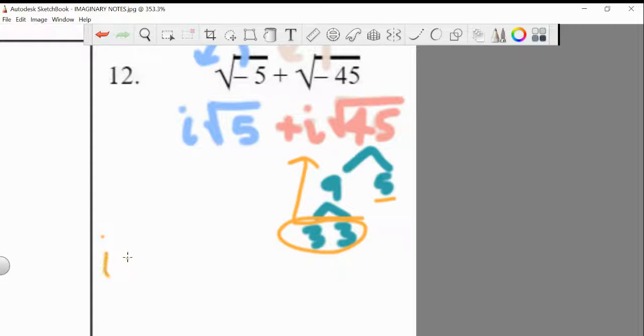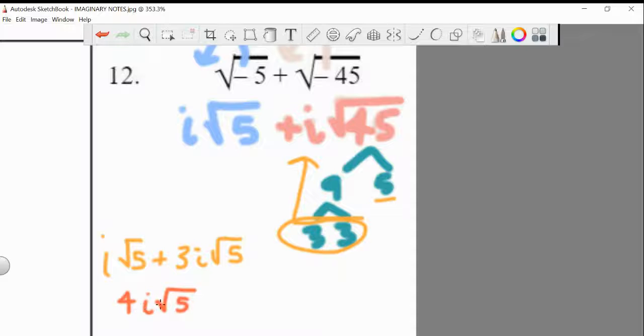We've got i square root 5 plus 3i on the outside, square root left over 5. So now we've got basically an imaginary square root of 5 and 3 imaginary square roots of 5. And so adding these together, this is like if we had 1 imaginary apple and 3 imaginary apples. And so we add them together, we've got 4 imaginary apples.